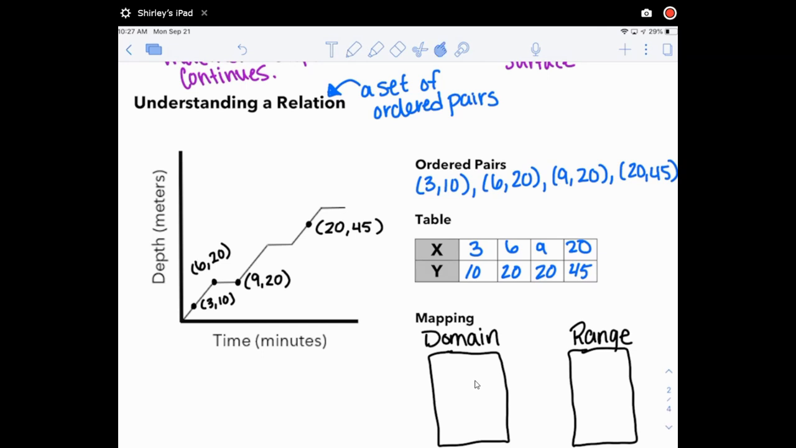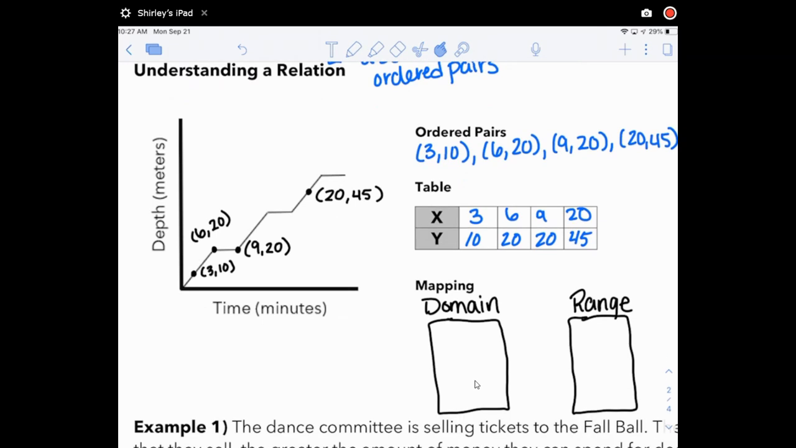So what that means, if I'm listing the domain of my relation, your domain is just your set of x values. So my domain in this situation is the time. So I'm going to go ahead and list all of those values. So I had 3 minutes, I had 6 minutes, I had 9 minutes, and then I had 20 minutes. My range is just my set of y values. So the range in my relation, that's your depth. I'm going to go ahead and list all of my values here.